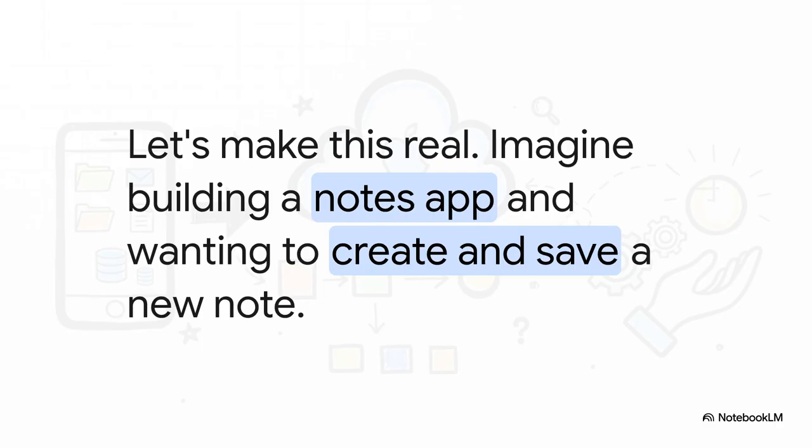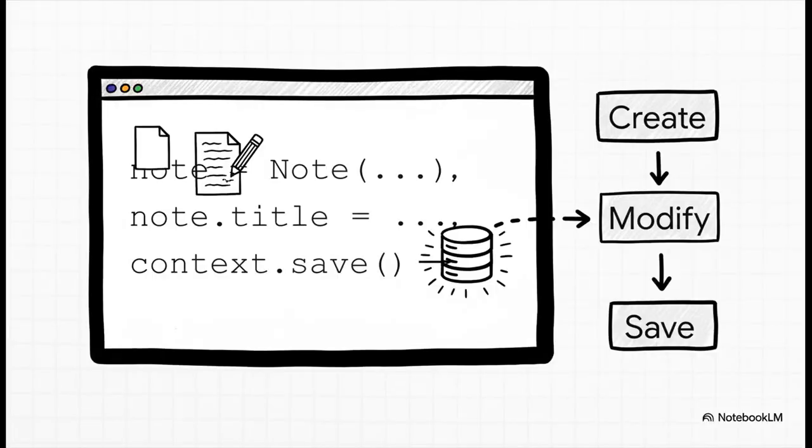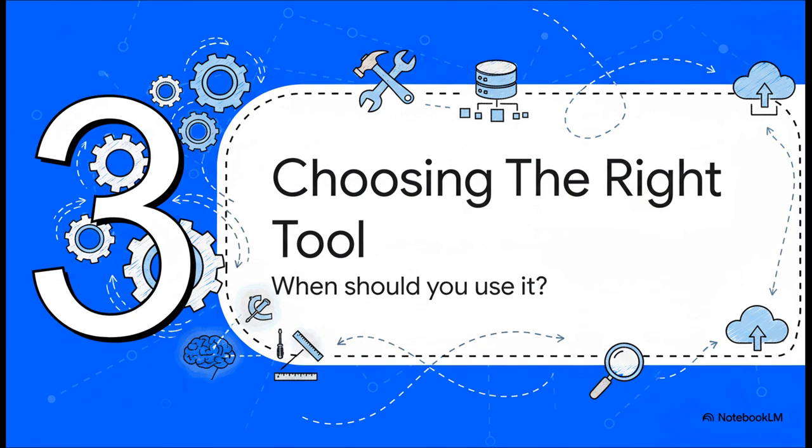Okay, let's make this super real with a quick example. Let's pretend we're building a notes app, and we just want to create a brand new note. Now, you don't even need to be a programmer to get what's happening here. That first line just creates a new note object inside our temporary workspace, that context. The second line, well, it gives our note a title. And that final line, context.save, that's you telling Core Data, okay, looks good, I'm done with my changes, go ahead and write this to the disk for real. See? It's that straightforward.